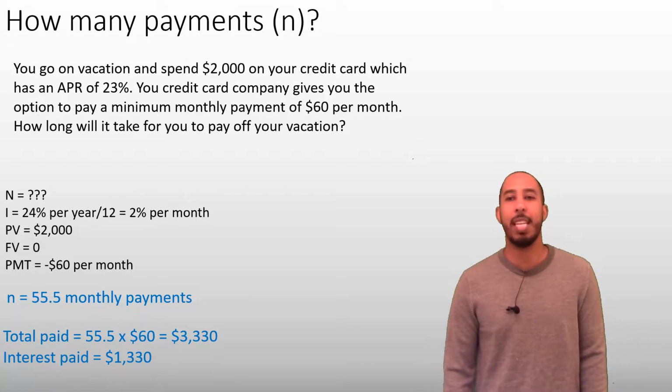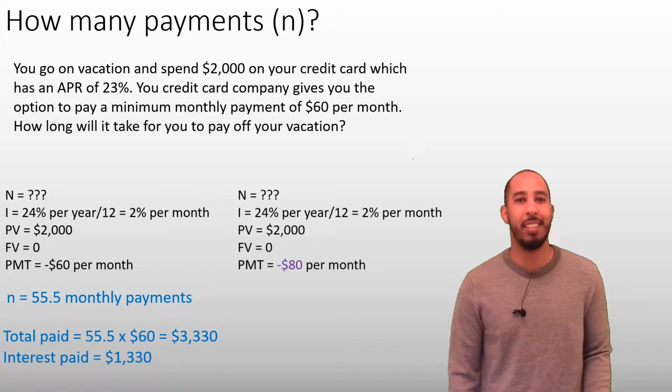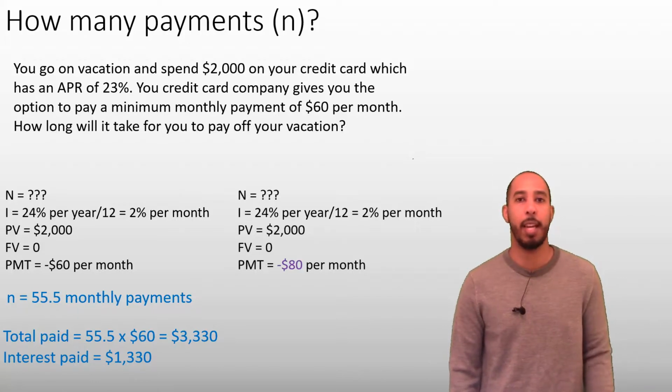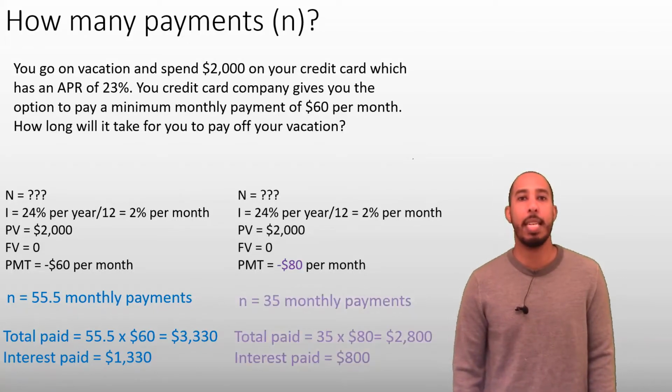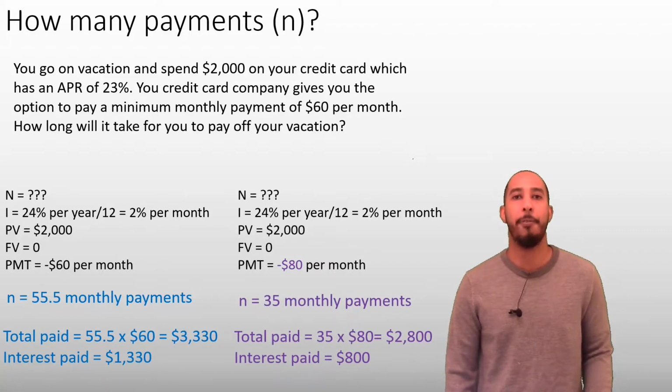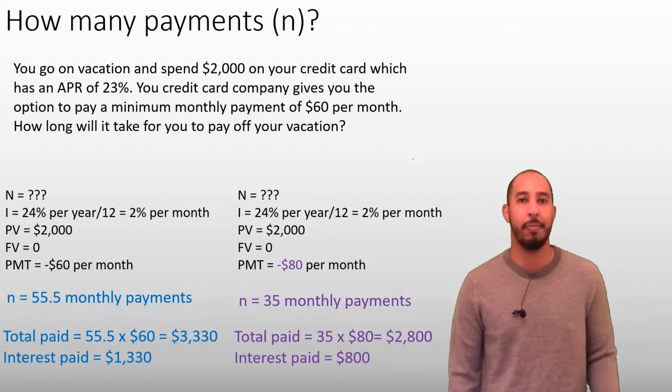What if instead of making just the minimum payment, you decide to pay a little bit more each month? $80 instead of $60. What impact will that small change have? It's actually going to have a pretty significant impact. The number of payments needed to pay off this vacation drops to just 35, and we'd pay about $500 less in interest.